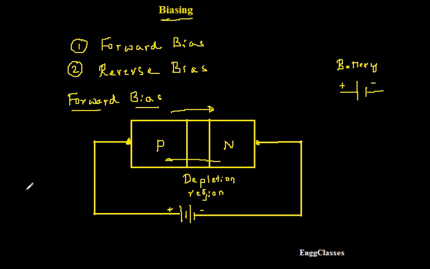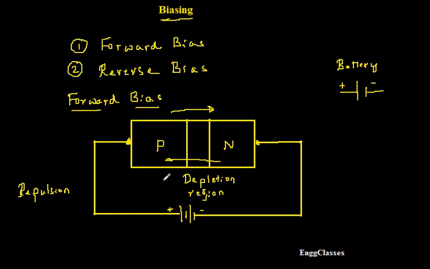Are you getting it? So I'm asking, is there a force of attraction or a force of repulsion? The answer is the force of repulsion. Why is that? Because they are of similar type. The p type is rich in holes, which are positive, and this is also connected to the positive terminal of the battery. So obviously there is a force of repulsion, so they'll get repelled.